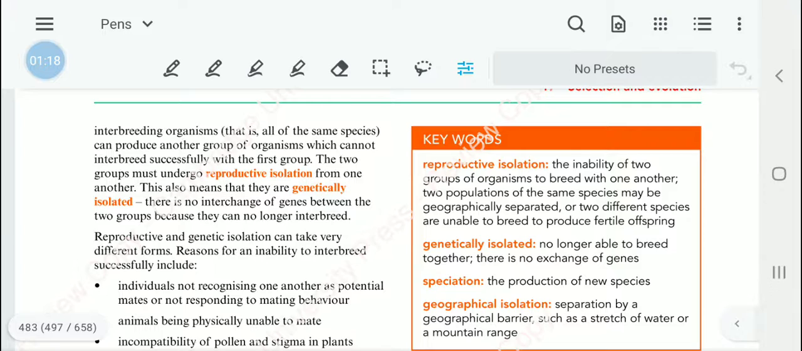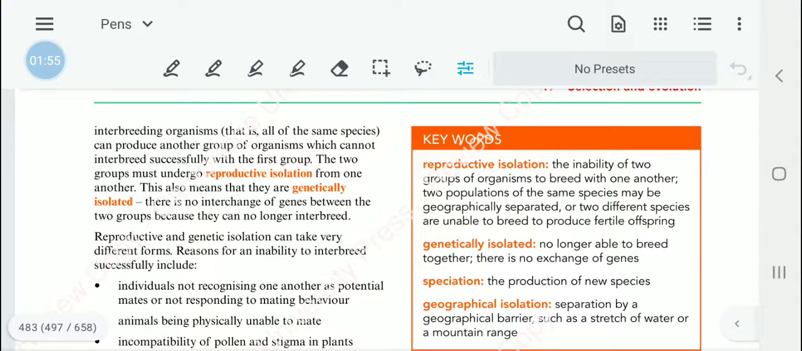So now the interbreeding organisms need to be separated into two groups, and this separation should result in a reproductive isolation from one another. That means they are genetically isolated. There cannot be any gene exchange between the two groups, and as a result, they will no longer be able to interbreed.